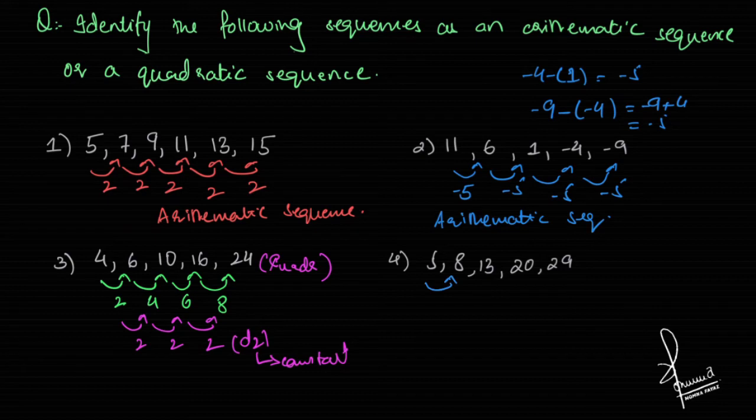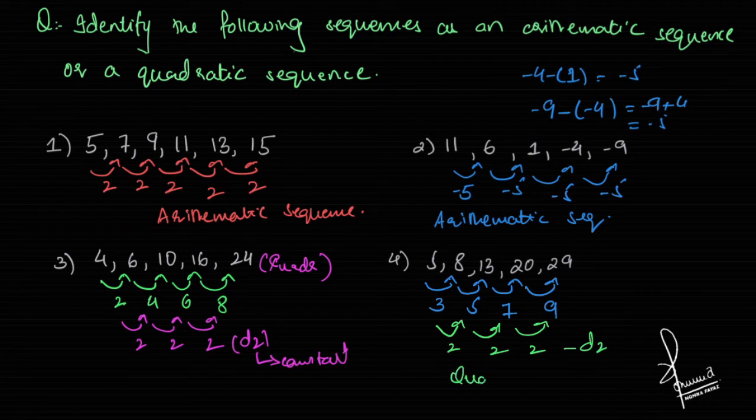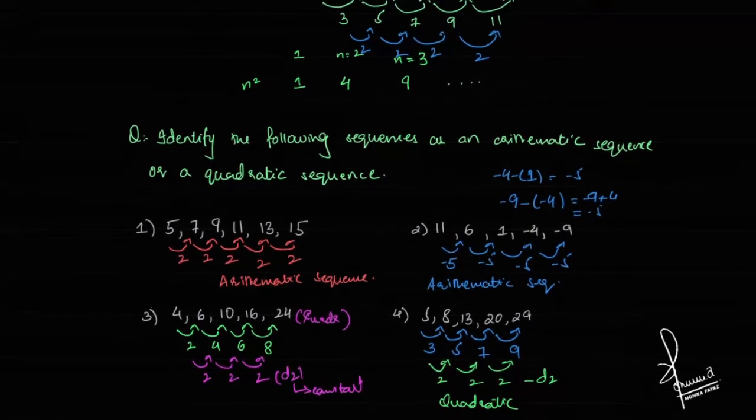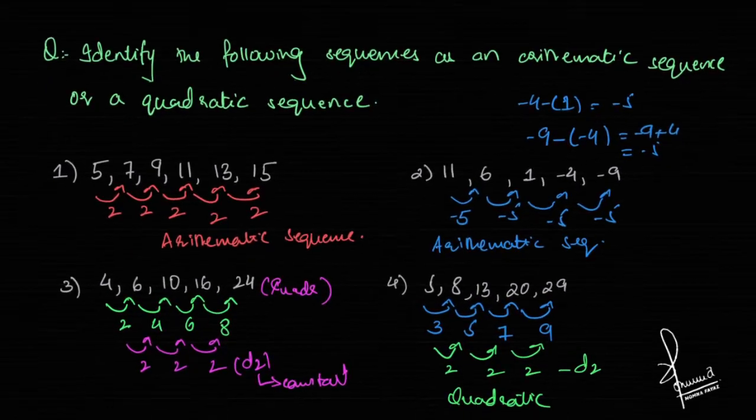8 minus 5 is 3. 13 minus 8 is 5. 20 minus 13 is 7. 29 minus 20 is 9. Again, it's not an arithmetic sequence because you can see that the difference is not constant. Let's try to calculate the second difference. 5 minus 3 is 2. 7 minus 5 is 2. 9 minus 7 is 2. Again, d2 constant है तो ये आपके पास एक quadratic sequence है. Now d2 is not always 2. All the examples that we have done उसमें आपका 2 आ रहा है, but ज़रूरी नहीं है d2 हमेशा 2 हो.